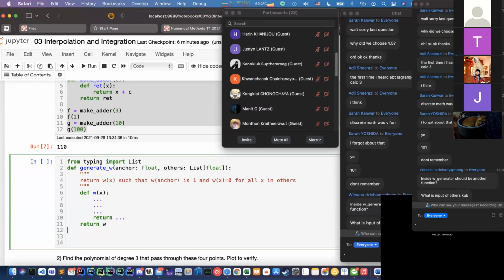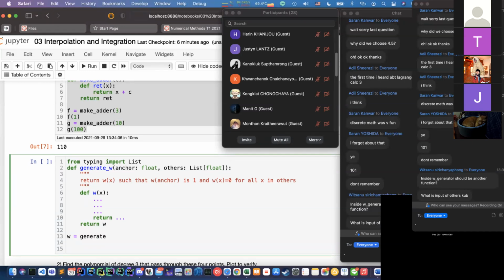So W is generate W and 1. I think I can do this. The correct way is to do this.